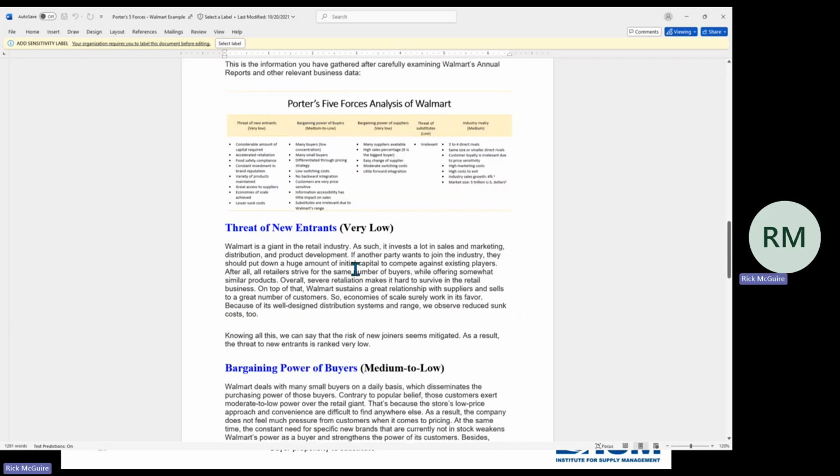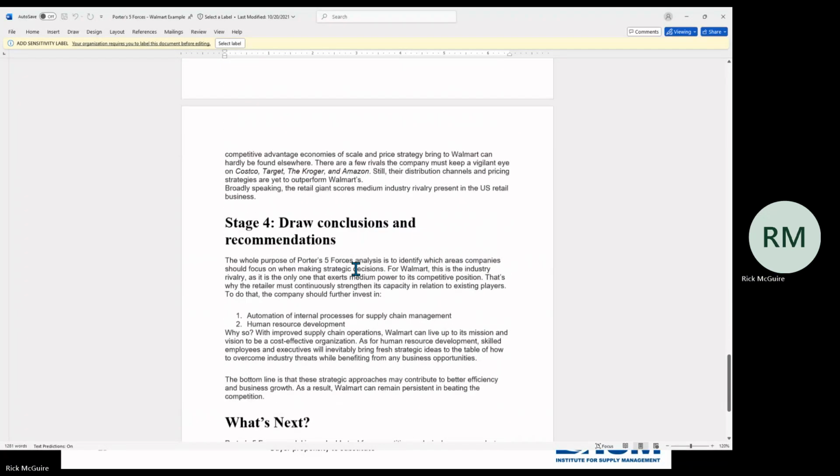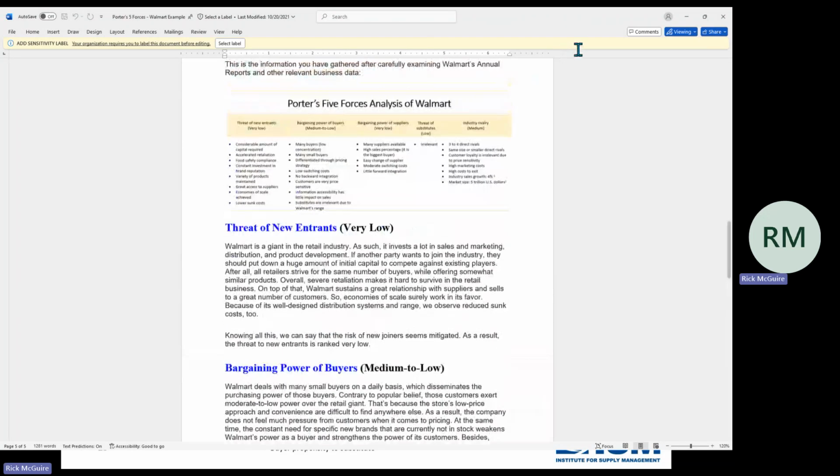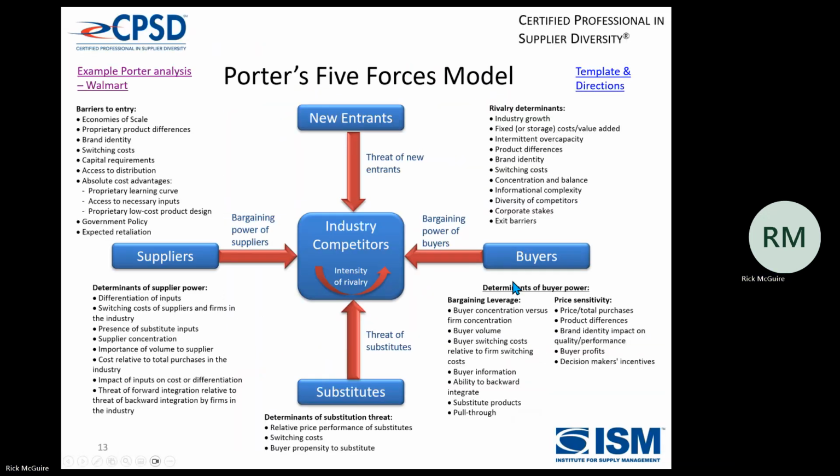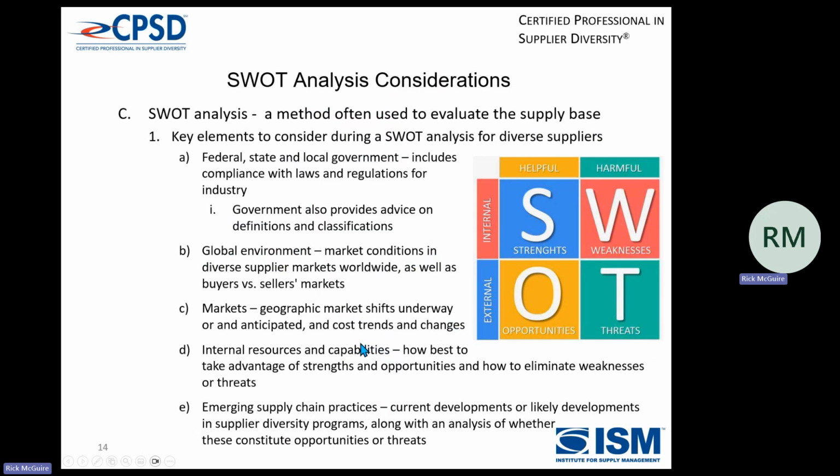No, I guess this is just an internet example. But that's one way it could look. Here's a template if you want to use it. SWOT analysis, a method often used to evaluate the supply base.